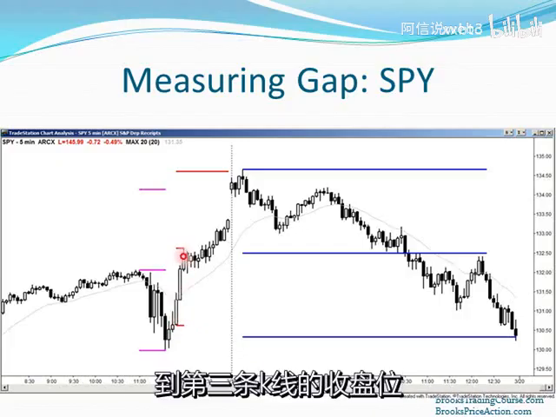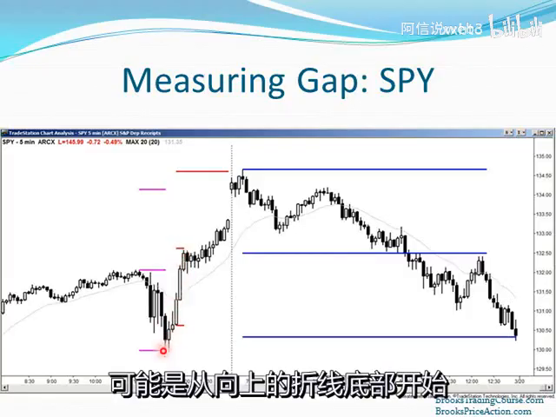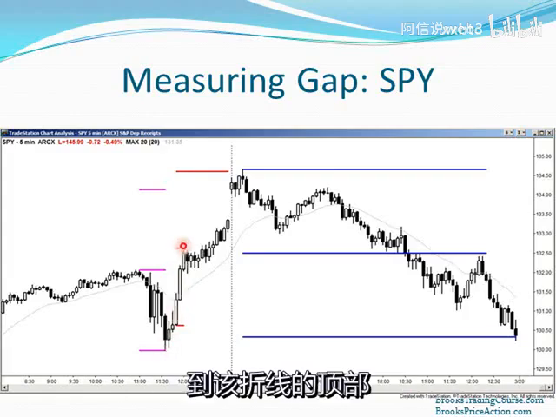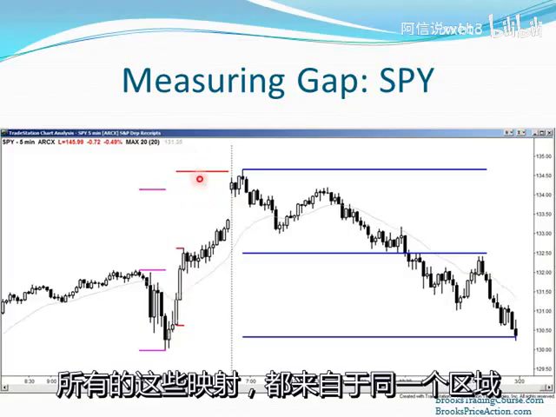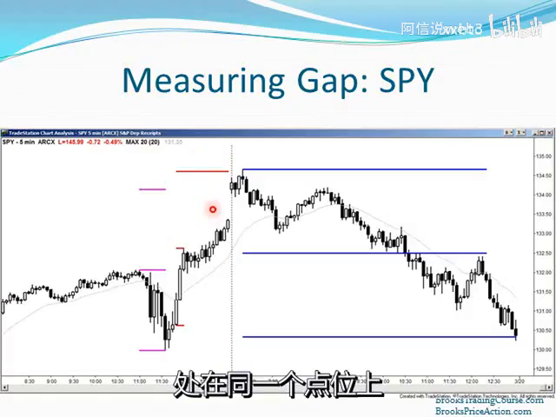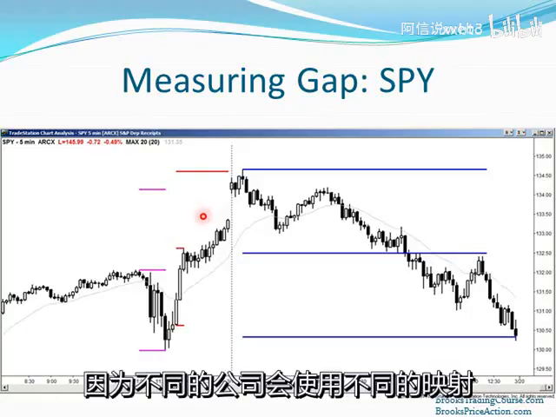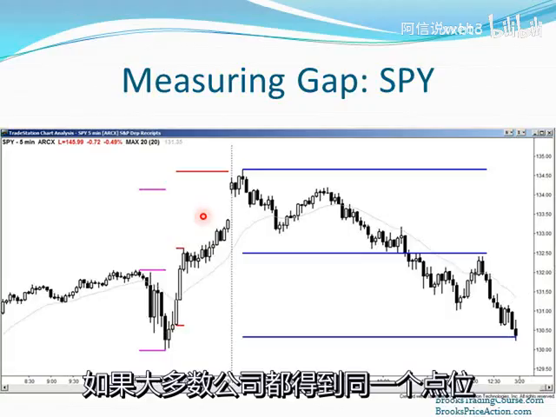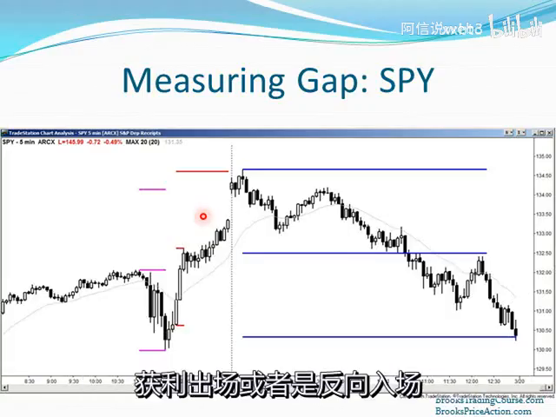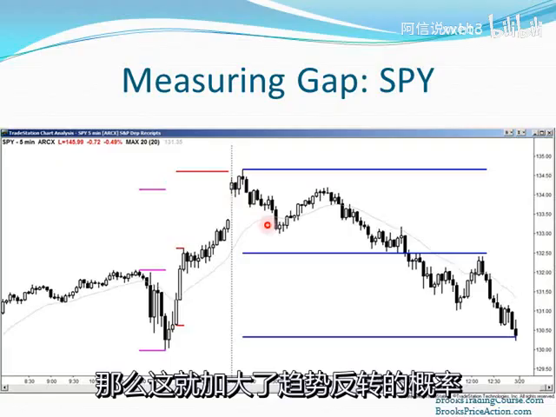Maybe from the open of the spike to the close of the third bar of the spike, maybe the bottom of the spike to the top of the spike, maybe from the bottom of the leg up to the top of the leg up. All of those projections come out in the same general area. Whenever there's a confluence of resistance levels in the same area, it becomes more likely that the market will turn down at that price level, because different firms will use different projections, and if a lot of firms all have projections in the same area and they all start doing the same thing, taking profits or taking trades in the opposite direction, it increases the chances that the trend will reverse.